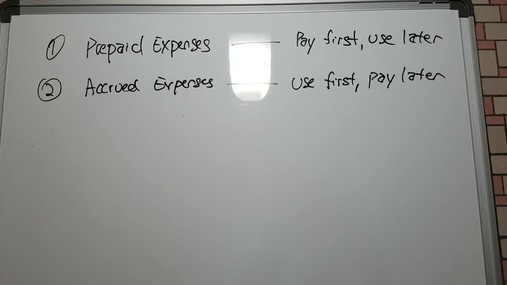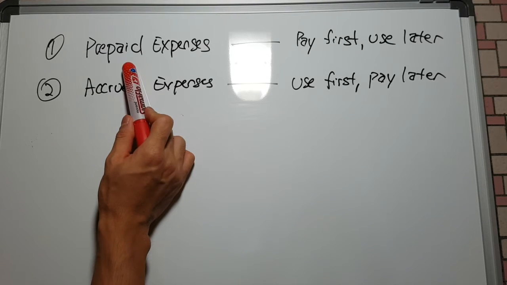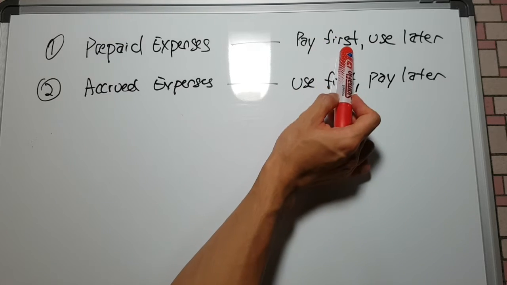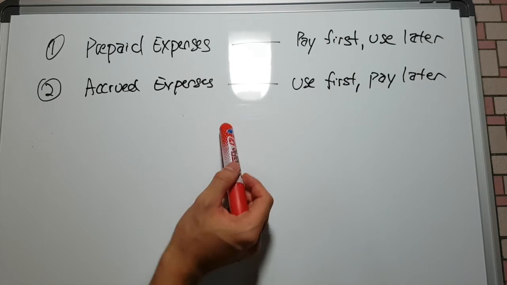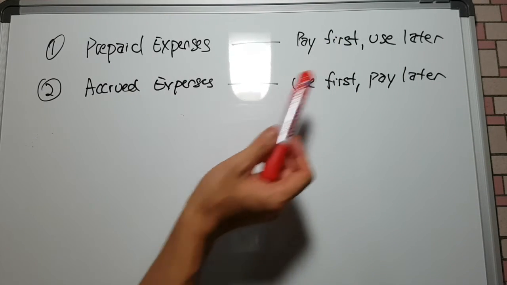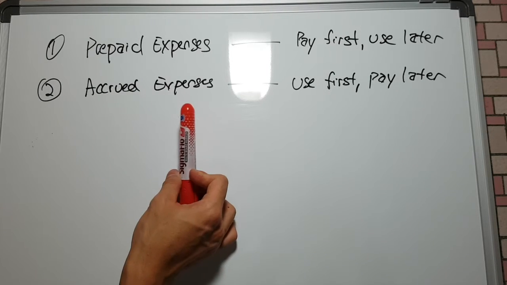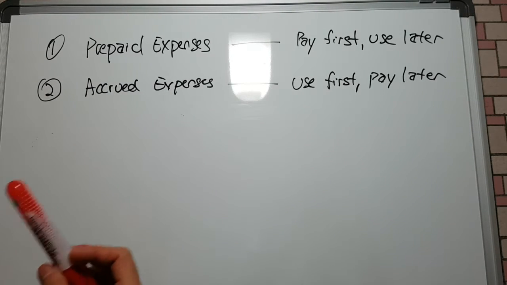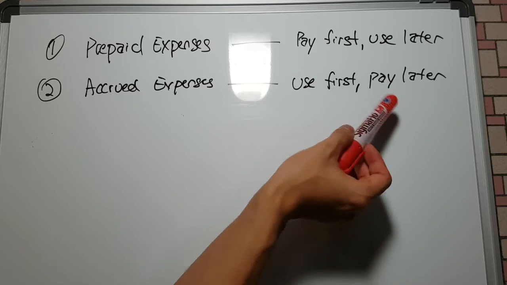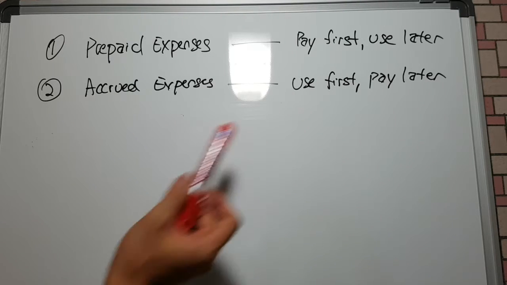How I like to remember them is that for prepaid expenses, it is pay first, use later. For accrued expenses, it is the exact opposite. It's use first, then you pay later. Use first, pay later.